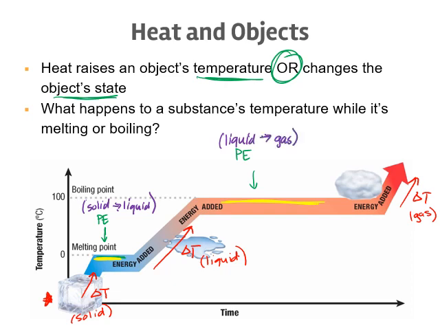So we have kinetic energy and temperature changes on our incline. We're in one specific state. On our plateaus, we're experiencing a rise in potential energy where we kind of have this equilibrium of two states. And that is going to be basically all that you need to know in terms of this heating curve.